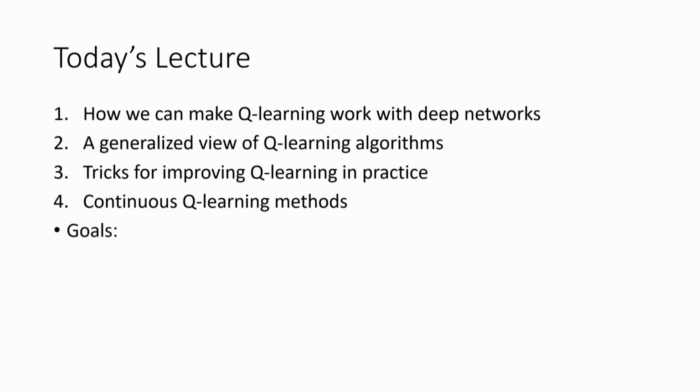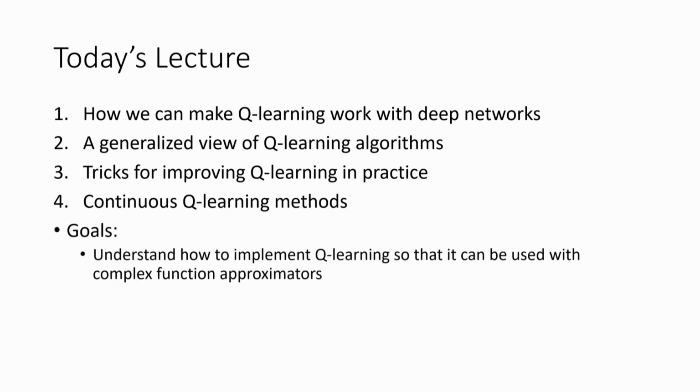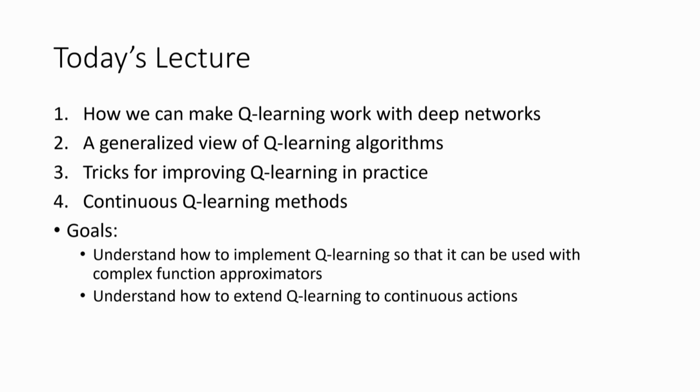So the goals for today's lecture will be to understand how to implement Q-learning so that it can be used with complex function approximators, like deep neural networks, to understand how to extend Q-learning to continuous actions, and more generally just to understand how to make Q-learning work well. A lot of the things that we'll cover in today's lecture will be very relevant for you for homework 3, so do make sure to pay close attention there. You'll probably need to implement some of these things.